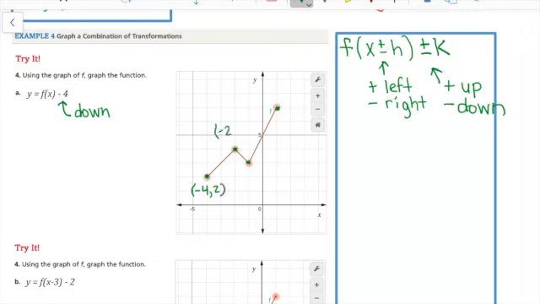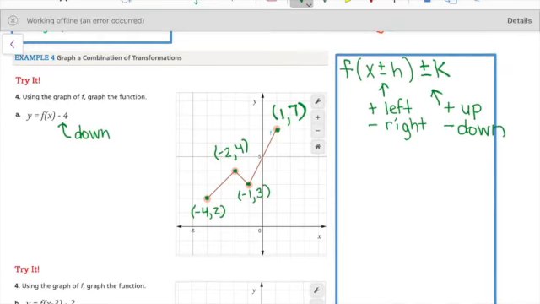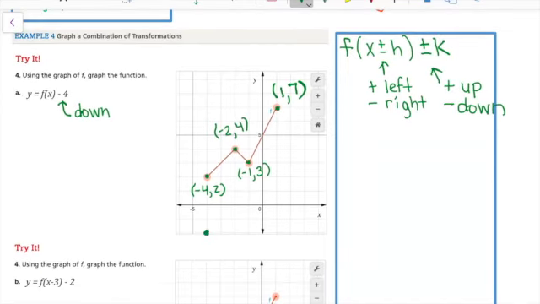-2, and then 1, 2, 3, 4. -1, 1, 2, 3, and 1, 7, it looks like. So if I want to move this graph so that it goes down 4, then if I go down 4 for this one, 1, 2, 3, 4, I'm right here. If I go down 4 here, I go 1, 2, 3, 4, down 4, 1, 2, 3, 4, 1, 2, 3, 4.